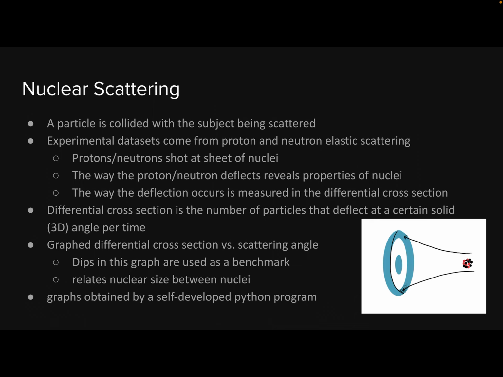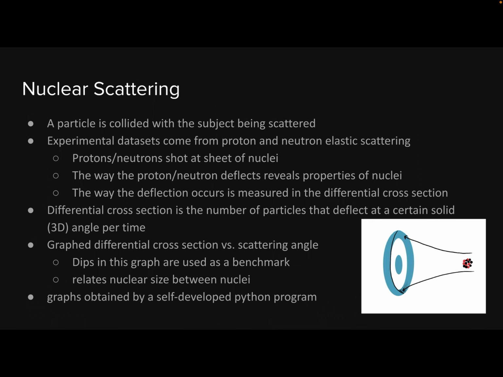The differential cross-section is the number of particles that deflect at a certain solid angle per unit time, and it basically explains how that deflection happened. In a graph of differential cross-section versus scattering angle, you can find different properties in the graph, such as dips, and they can be used as a benchmark to compare different energy level experiments with each other, and it is related to nuclear size, basically.